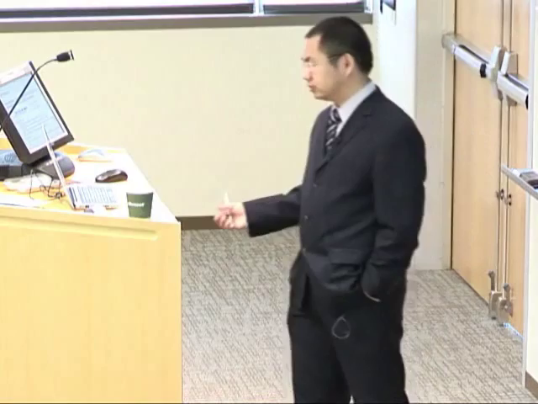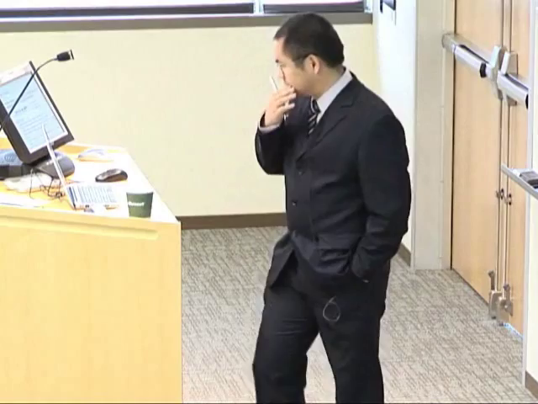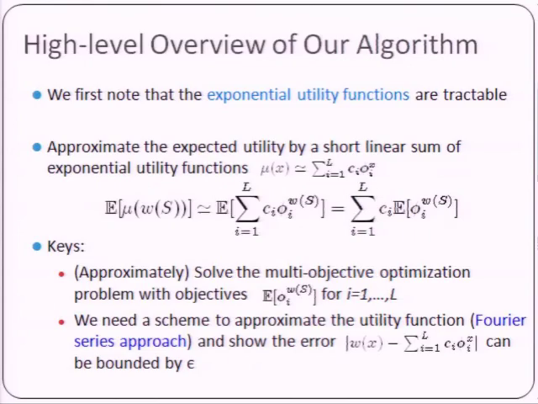and our result gives a general approximation, up to arbitrarily close error, for any distribution. Our algorithm is quite simple, so I'm not going into the detail of the algorithm, but it's actually quite simple. The analysis is also quite simple. So I'm not going into this.